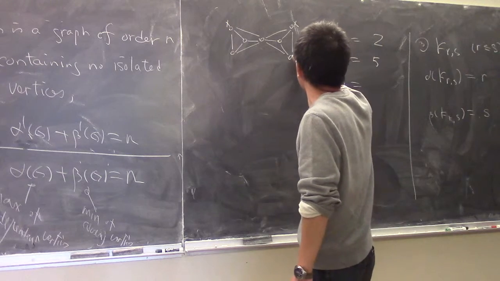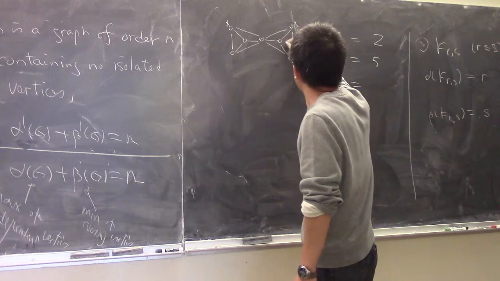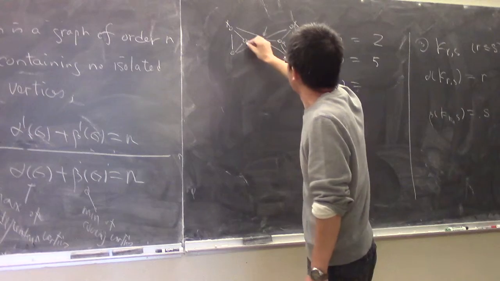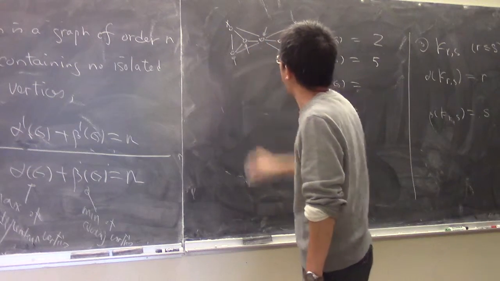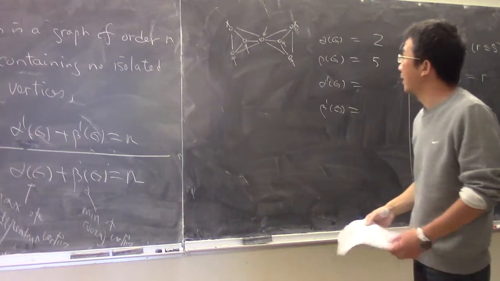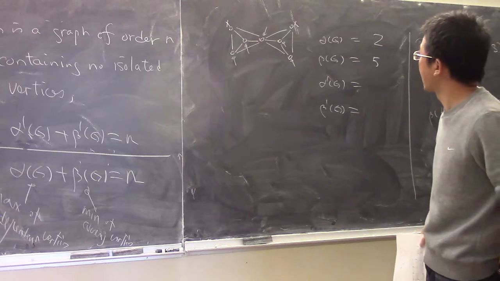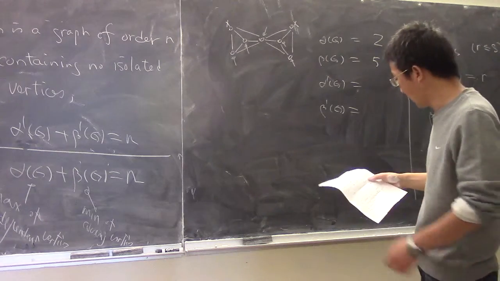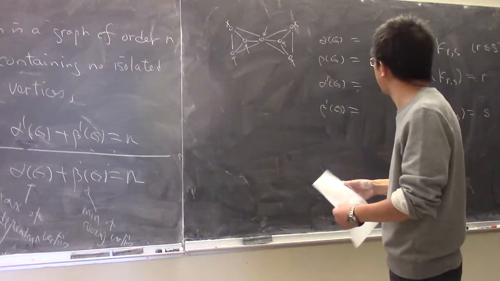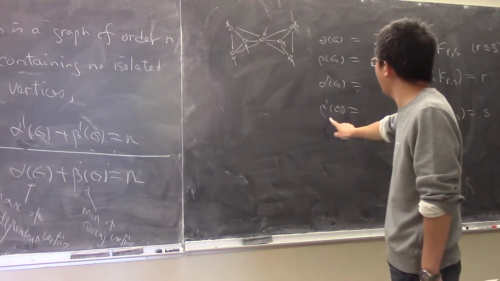Right? So in this case, you see there's 1, 2, 3, 4, 5. Right? So you need these five vertices to cover all of the edges. Let's look at what is alpha prime and beta prime.